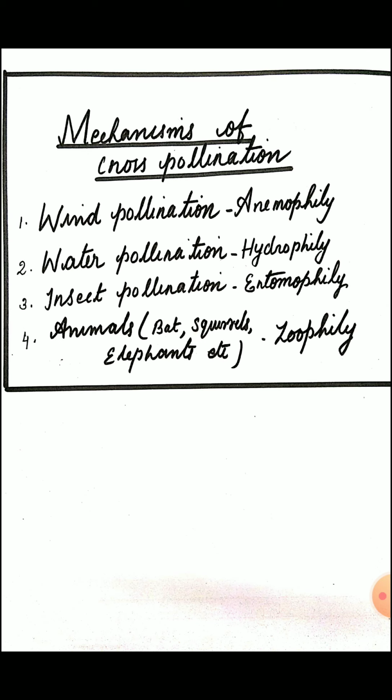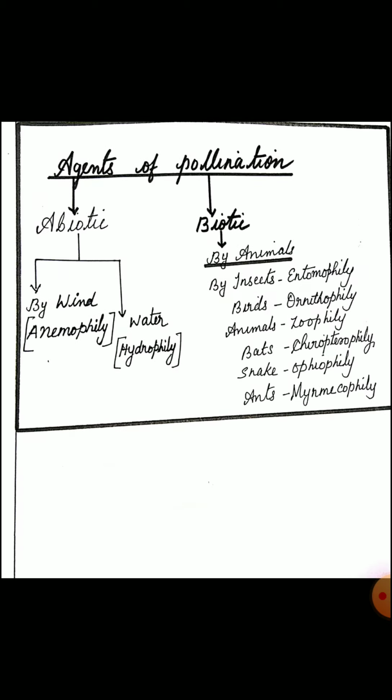What is cross-pollination? Cross-pollination is the transfer of pollen grains from the anther of a flower of one plant to the stigma of a flower of another plant of the same species. This process depends on pollinating agents. On your screen, you can see the agents of pollination.